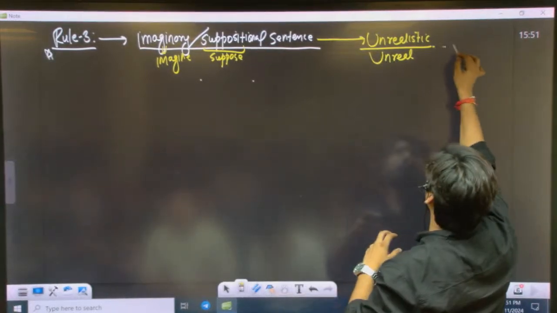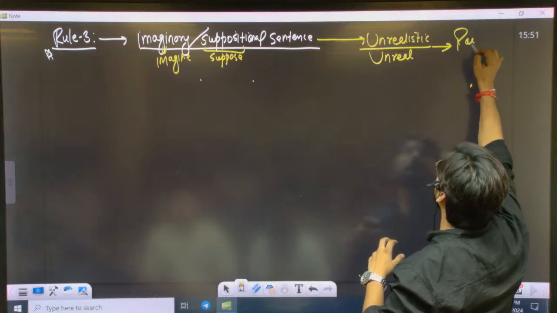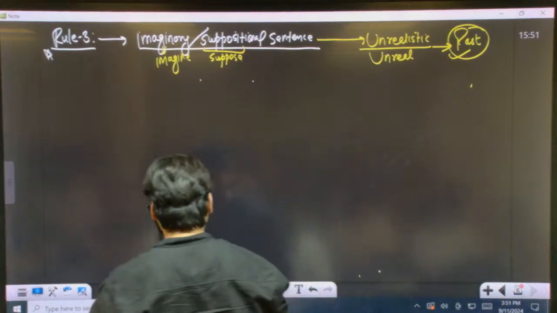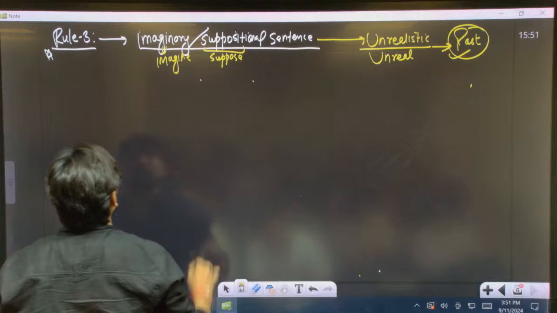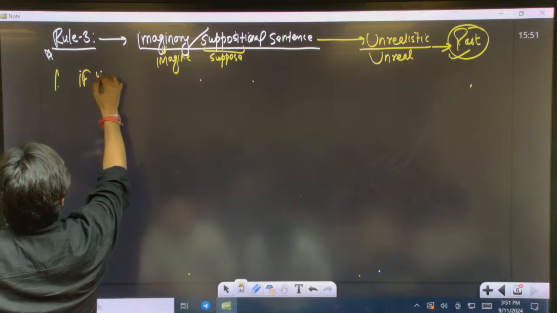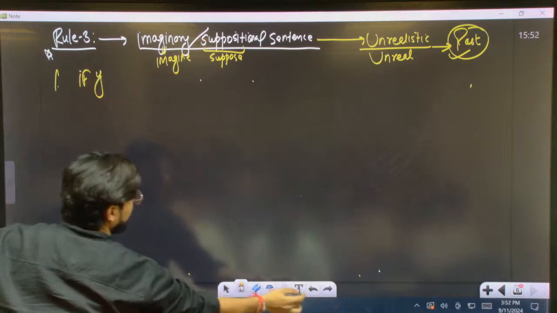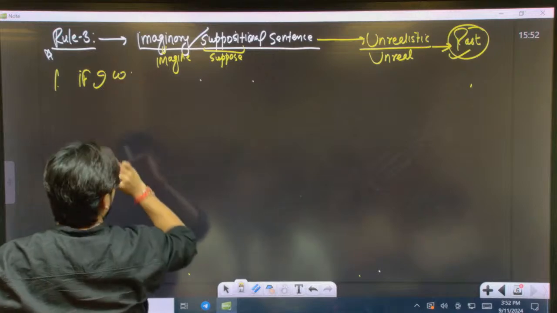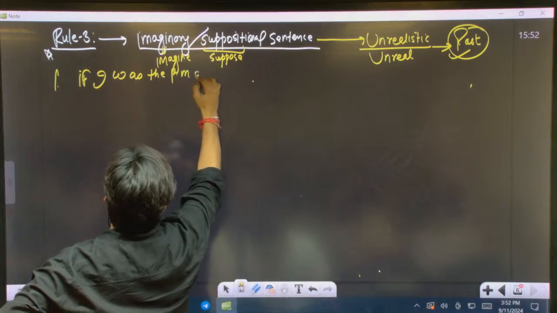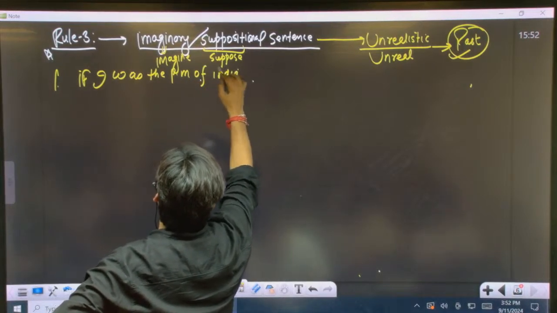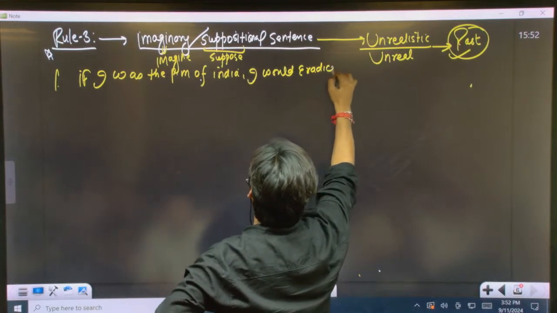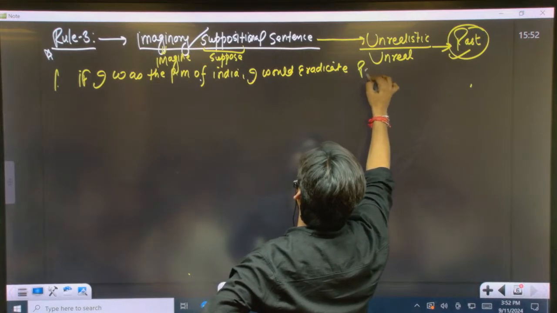Now, when you come to this point of view, your sentence must be in past. Are you talking about past in a sentence? How? Let me give you examples. Question number 1. If I was the PM of India, I would eradicate poverty.